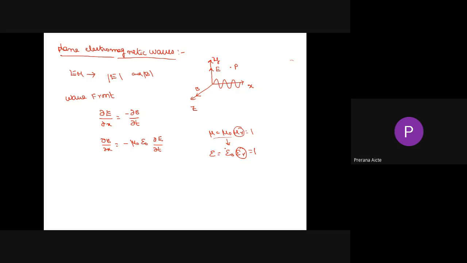Now, from this equation, mu naught is equal to 4 pi into 10 to the power of minus 7, and epsilon naught is equal to 36 pi into 10 to the power of minus 9. So while substituting the constant values of mu naught and epsilon naught, C is equal to 1 by square root of mu naught into epsilon naught. This value is 3 into 10 power 8 meters per second. This is nothing but the velocity of light.